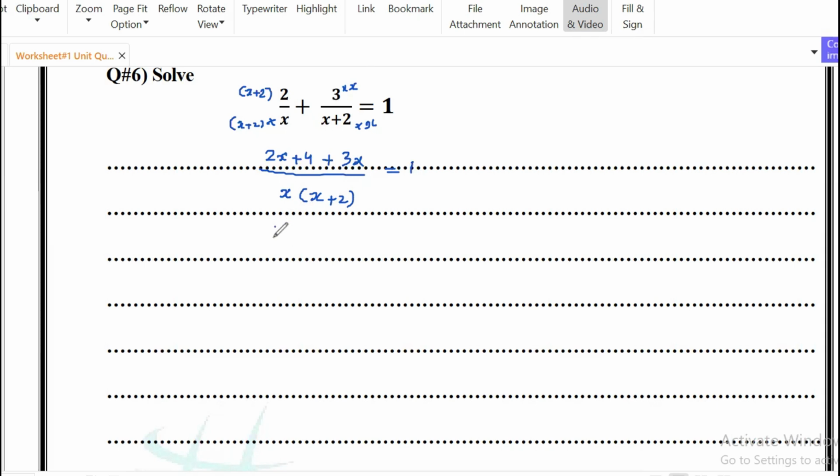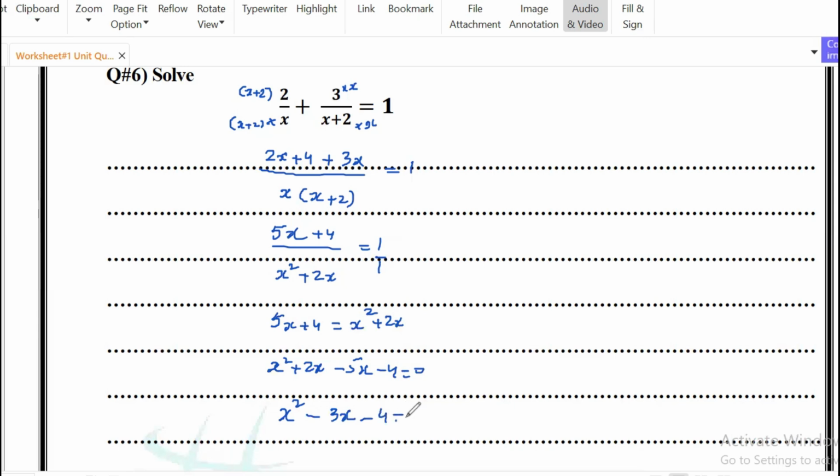And then the next step is 5x plus 4 over x squared plus 2x is equal to 1. And next we can say that 5x plus 4 is equal to, just cross multiply, x squared plus 2x. Then rearrange. So x squared plus 2x, we will take 5x plus 4 to the other side, it becomes minus 5x minus 4. And lastly, we have an equation of quadratic form, which is x squared minus 3x minus 4 equals 0. So now we can apply quadratic factorization or completing the square.